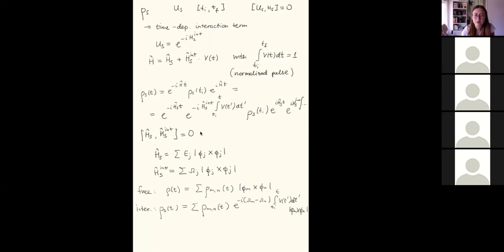So we see that each element of this matrix gains an additional phase, which is given by this pulse potential. And of course it also depends on what the corresponding diagonal elements are in the decomposition of the interaction term. Okay, so this was just to see how we can model this time-wise interaction for one single system.